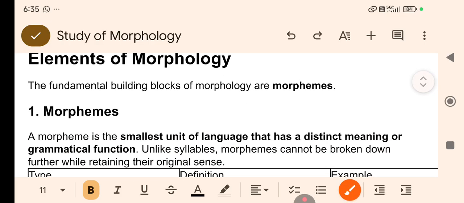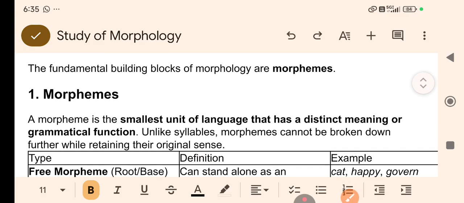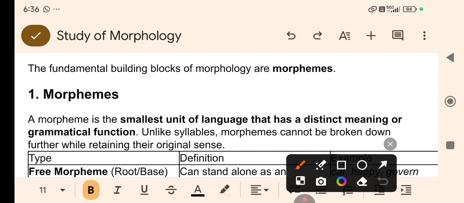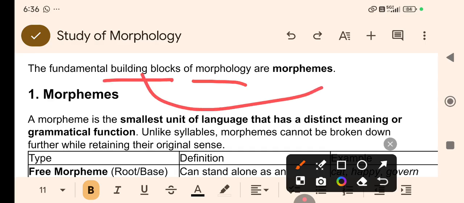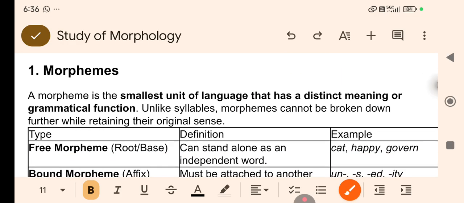So what are the elements of morphology? The fundamental building blocks of morphology are morphemes, like the fundamental building blocks of phonology are phonemes. A phoneme is the smallest significant sound. Similarly, the building block of morphology is the morpheme, right? So what are morphemes?